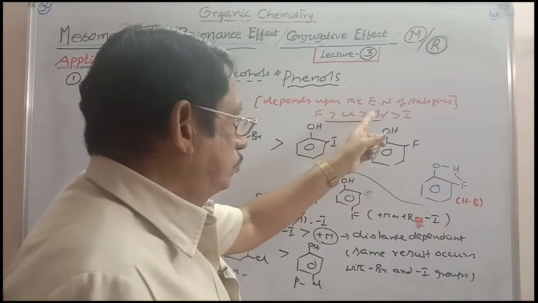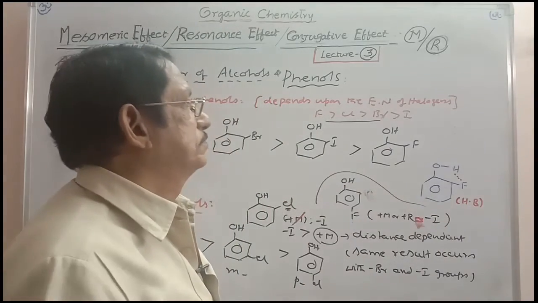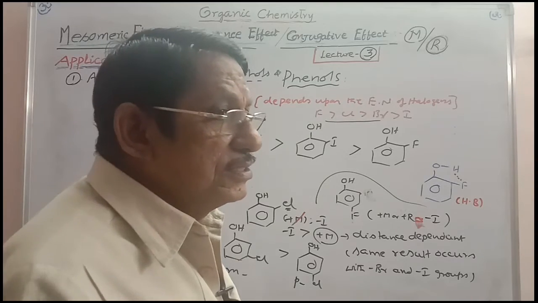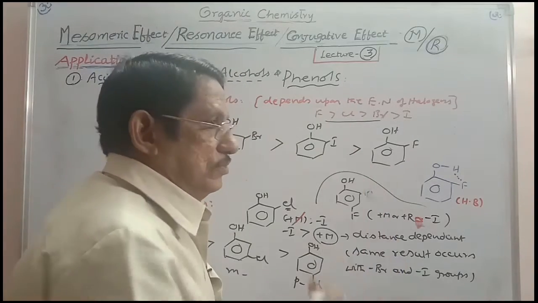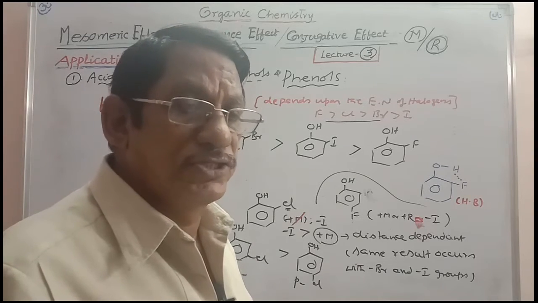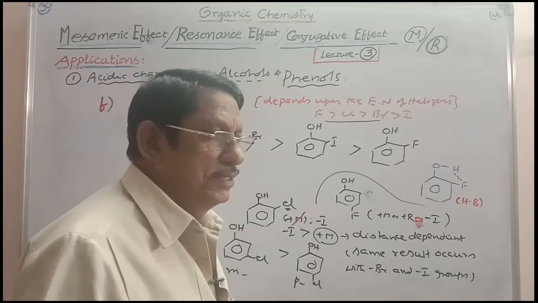4.0, 3.0, 2.8, 2.5. Like this, the electronegativity values are decreasing. So the inductivity is also decreasing. The greater inductivity is seen in the case of fluoro, and that is why you have to say that fluorophenol is more acidic than the remaining. But this is also once again an anomaly.